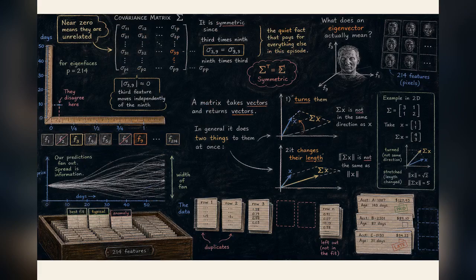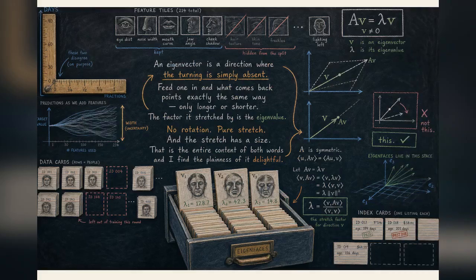Now the word people use without ever unpacking it. What does an eigenvector actually mean? A matrix takes vectors and returns vectors, and in general it does two things to them at once: it turns them, and it changes their length. An eigenvector is a direction where the turning is simply absent. Feed one in, and what comes back points exactly the same way, only longer or shorter. The factor it's stretched by is the eigenvalue. No rotation, pure stretch, and the stretch has a size. That is the entire content of both words, and I find the plainness of it delightful.